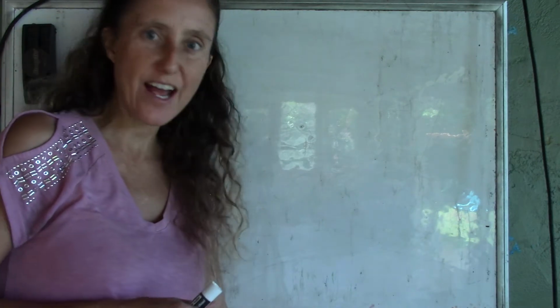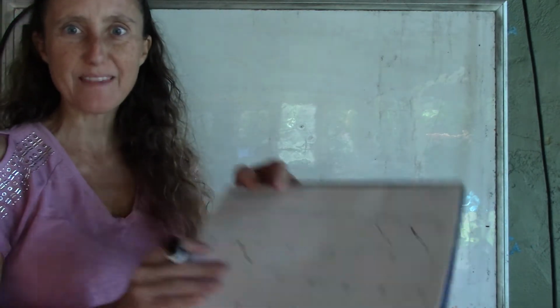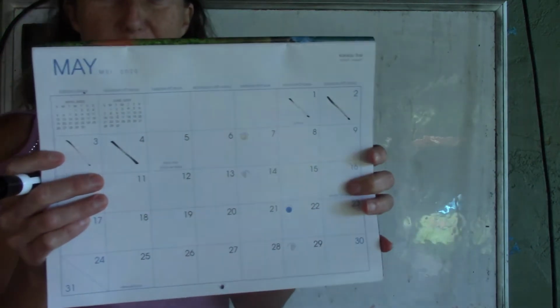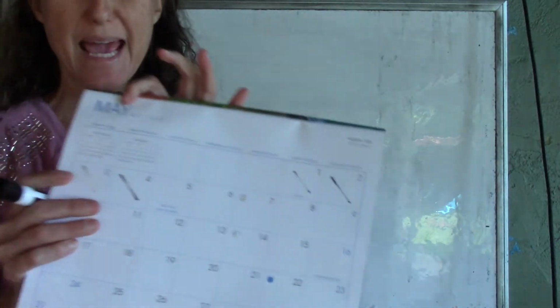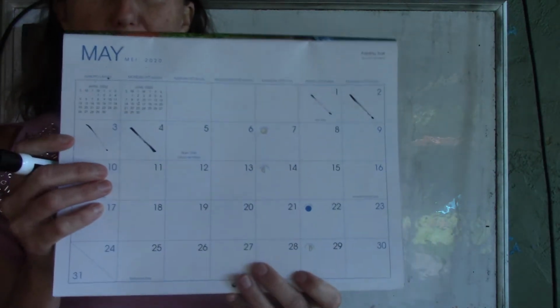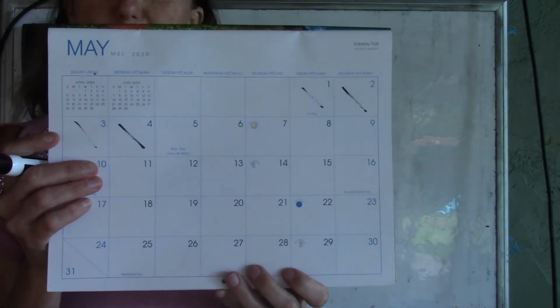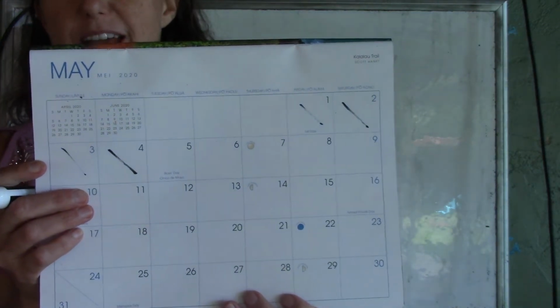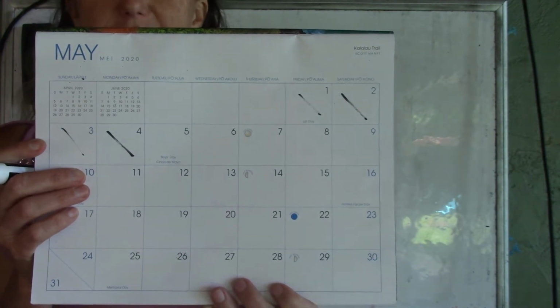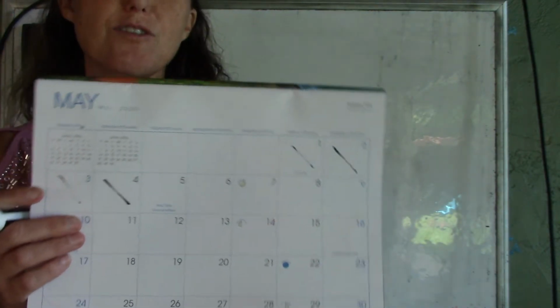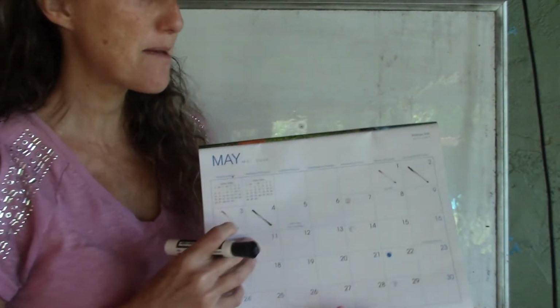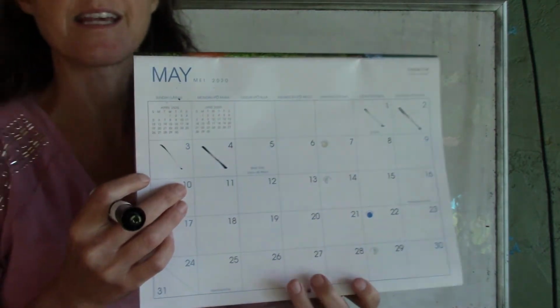Let's look at our calendar today. We are now in the month of May. Let's do our 12 months of the year. January, February, March, and April, May, June, July, and August, September, October, November, December. Those are the months of the year.